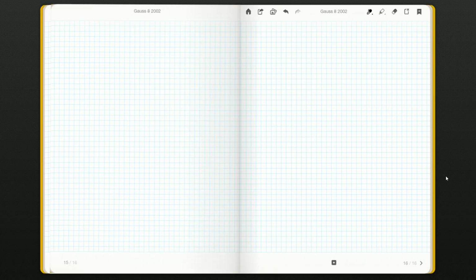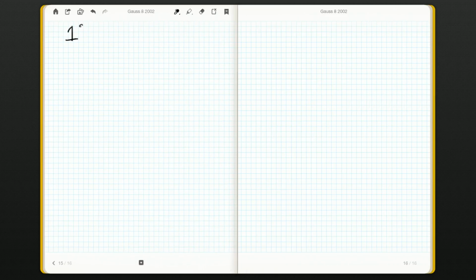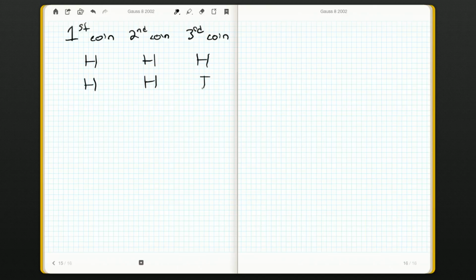Okay, so let's make a little chart here. So we have our first coin, our second coin, and our third coin. Okay? So, what could we have? Well, we could have each of the coins flip up heads. That's certainly possible. Heads, heads, heads, and that's our desired outcome. Or we could have heads, heads, tails. And we can start to make a little list of all the possible outcomes.